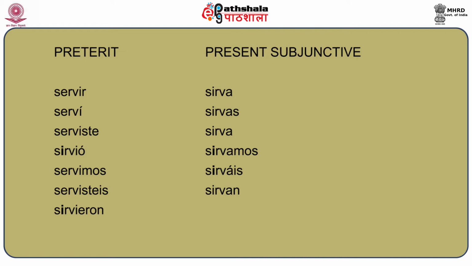The same changes will happen in the nosotros and vosotros forms of the present subjunctive as well. So the conjugation of the verb servir in the present subjunctive is yo sirva, tú sirvas, él, ella, usted sirva, nosotros sirvamos, vosotros sirváis, ellos, ellas, ustedes sirvan.